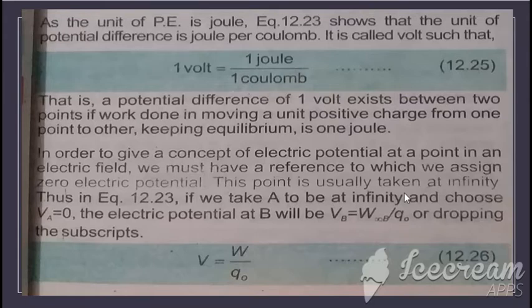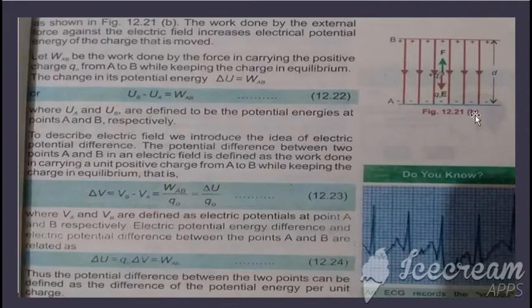And thus in equation 12.23, if we take A to B at infinity, consider this diagram. If we consider this plate A, the potential of this plate A is at infinity, that is at 0. And B is having some potential because it is at some distance from this plate A. We are measuring the potential of point B with respect to A, to which we assign the zero value.